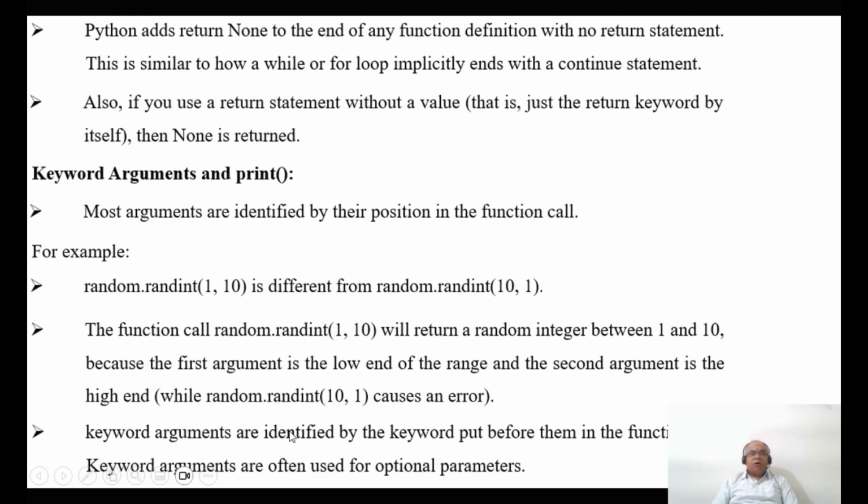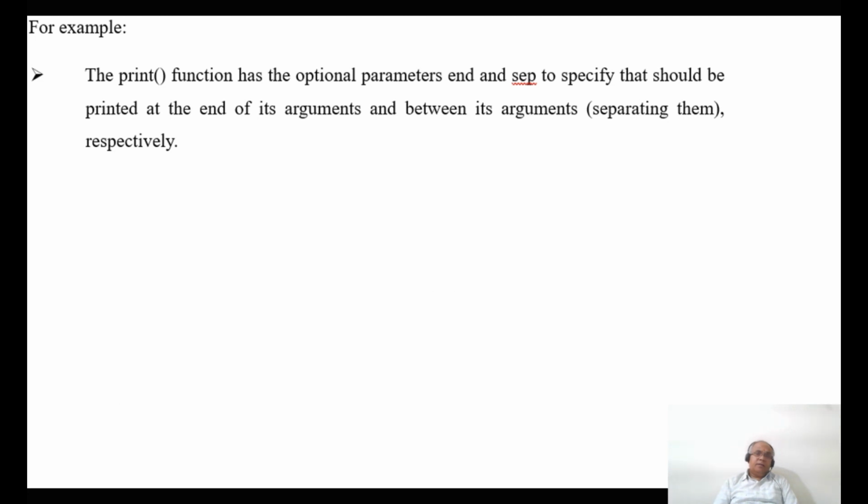So keyword arguments are identified by the keyword put before the value in the function call. Keyword arguments are often used for optional parameters. What does it mean? For example, in the print function, we have two optional parameters. One is end and the other one is sep, to specify what should be printed at the end of its arguments and between its arguments, separating them respectively.